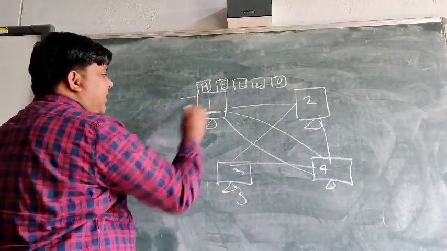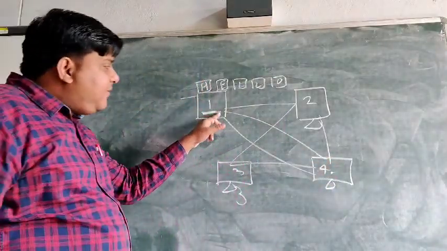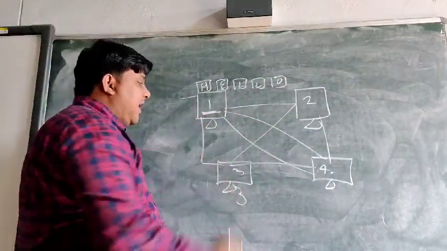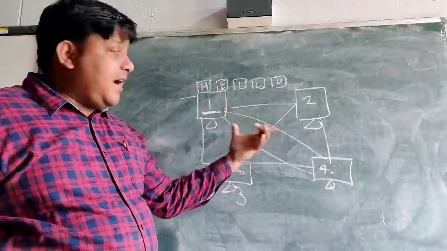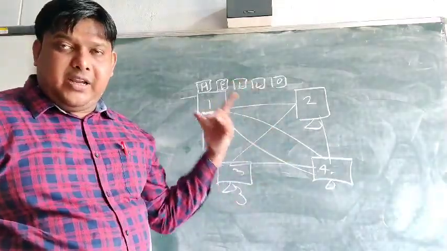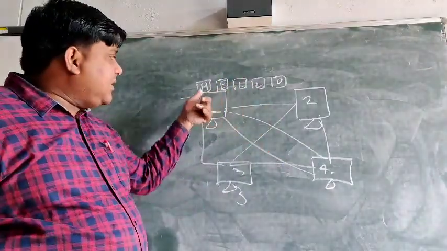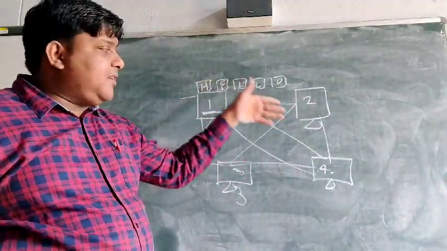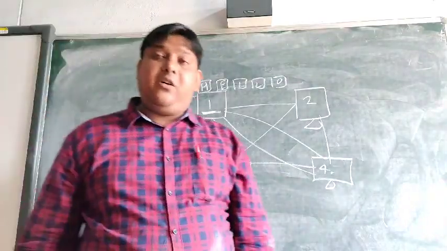Clear? Now computer 1 sends data to computer 4. Then what is the work of IP? IP will see out of all these connections which routes are free. What is the work of IP? It will decide a route, which routes are free, which route is the fastest route. Clear? And all the packets will be transmitted by the route that IP decided. So that is the work of IP.